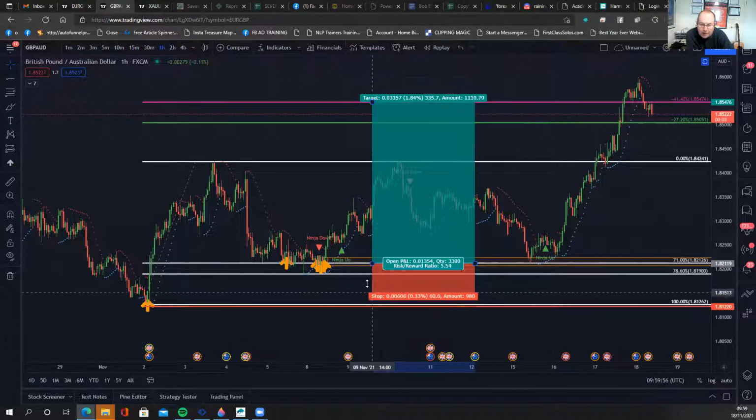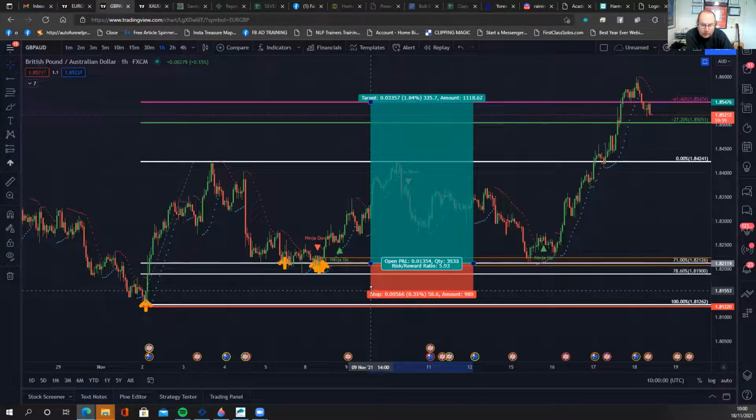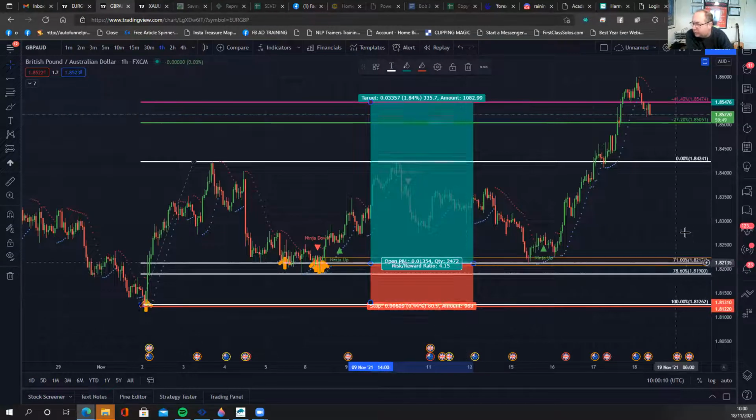When you're a bit more advanced, you can actually go, well, I would put that there. I'd put that there. So that turns it into a 1 to 6, but that's more advanced. If you don't know what you're doing, you put it there. 1 to 4, there you go.